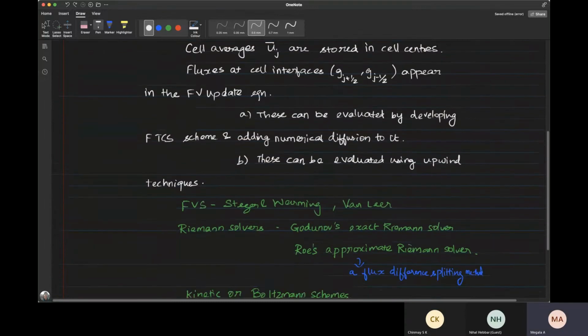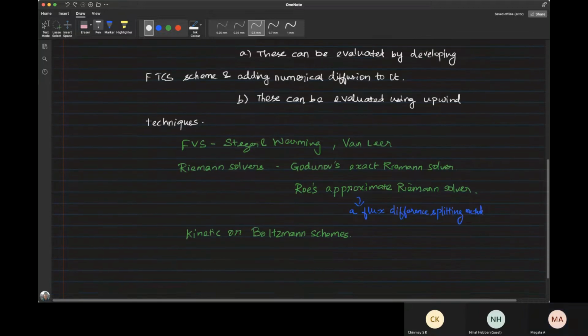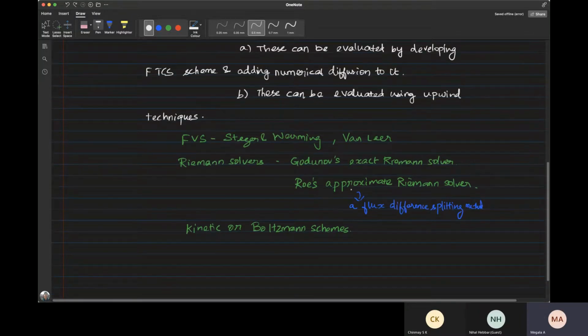First, we saw two different ways. One is to evaluate these using the FTCS method with some additional numerical diffusion. So this is the first way. Next is to use upwind techniques. Under upwind techniques, we have been seeing flux vector splitting. We saw Steger and Warming and Van Leer's flux vector splitting methods. Then we saw Riemann solvers, under which we saw Godunov's exact Riemann solver and Roe's approximate Riemann solver. Roe's approximate Riemann solver is essentially a flux difference splitting method.